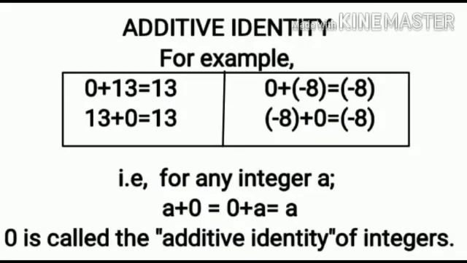In the same way, 0 is added to -8, the result is -8. -8 is added to 0, the result is also -8. That is, for any integer a, a plus 0 is equal to 0 plus a is equal to a. Therefore, 0 is called additive identity of the collection of integers.